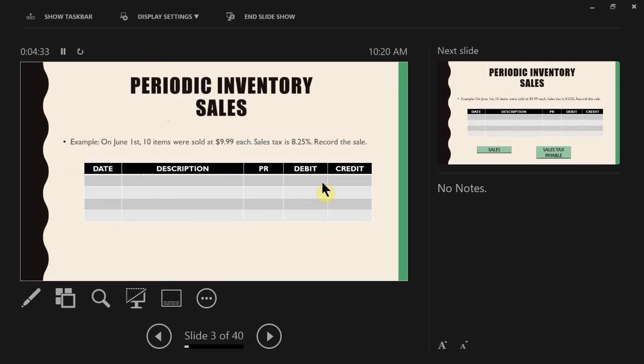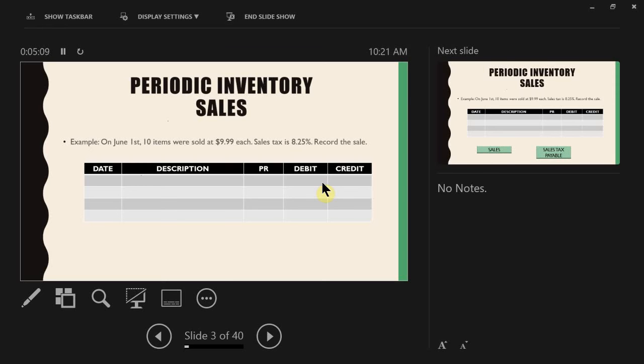All right, so let's talk about sales. When we sell a product, for example, on June 1st, 10 items were sold for $9.99 each, and sales tax was 8.25%. Record the sale. Now this is straightforward. We're going to assume that we either got cash or we got paid something. In this case, it says that we sold it for $9.99 cash.